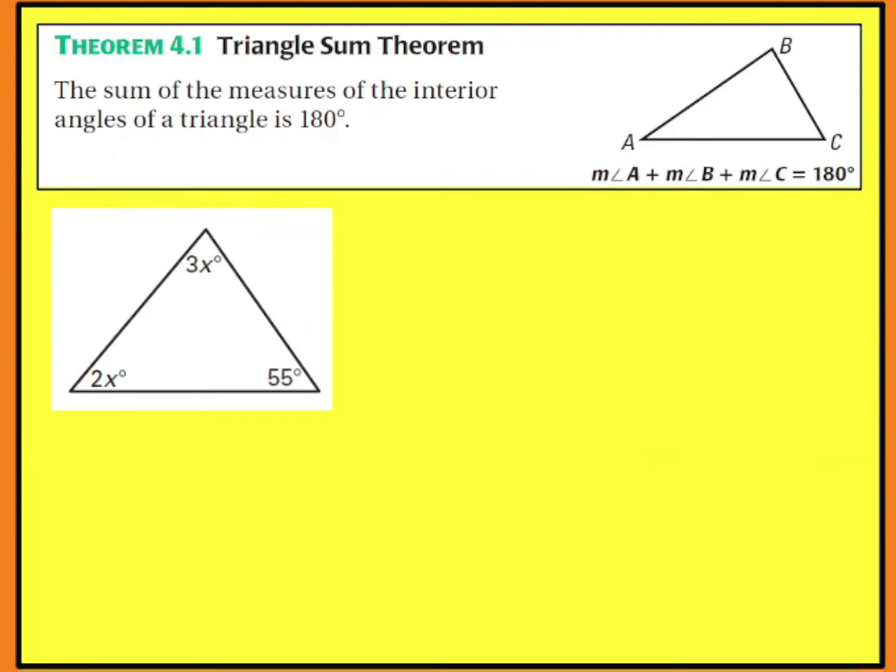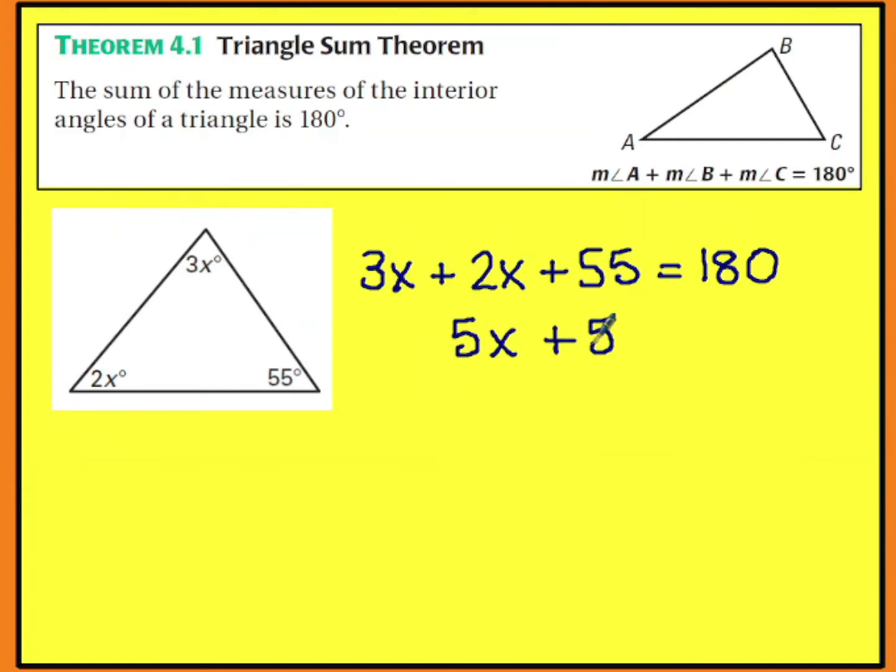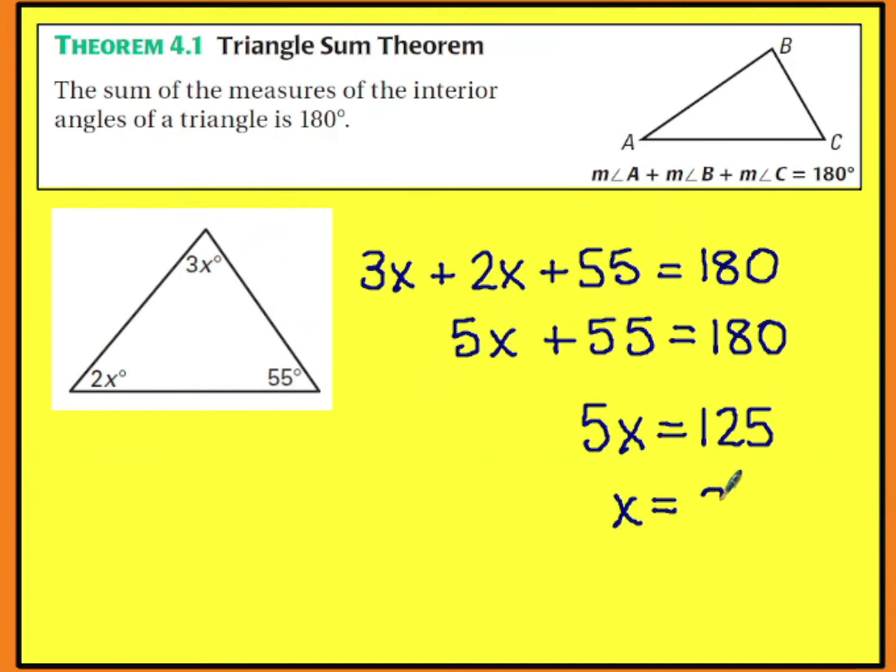I have a triangle, I have the 3 angles labeled, and I always know that the 3 angles, the sum of those measures, will always equal 180. I'll be combining my like terms here. Subtracting 55 from both sides. And finally dividing by 5. And x equals 25. You know what I like you to do once you find x, right?